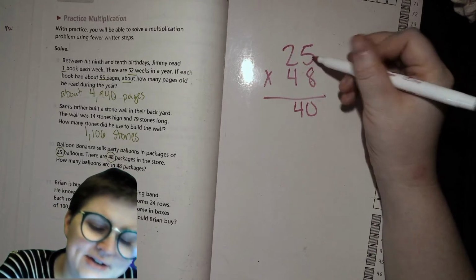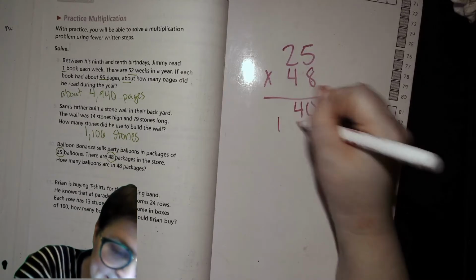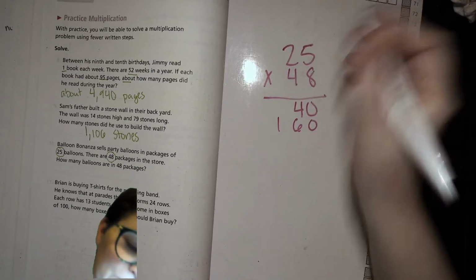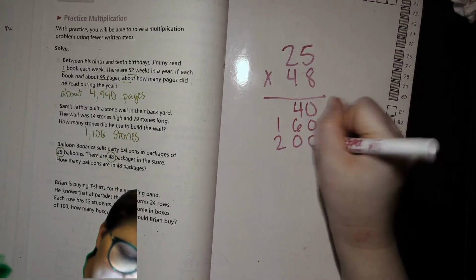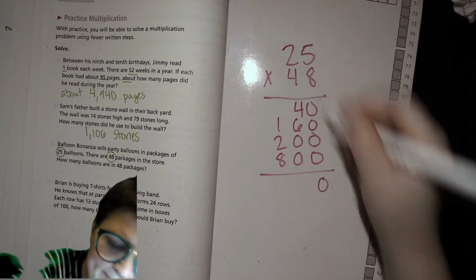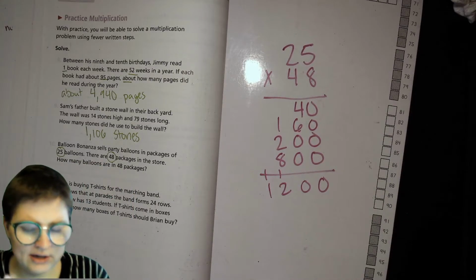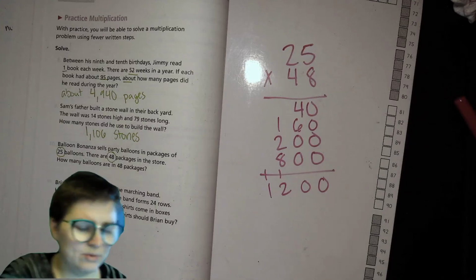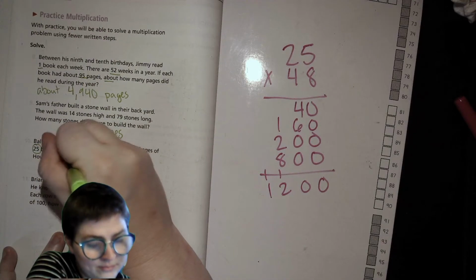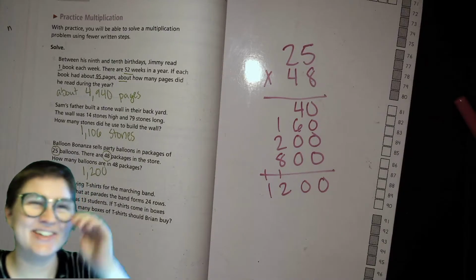All right, so 5 times 8 is 40, or 8 times 5 is 40. 8 times 20 is 160. 40 times 5 is 200, and 40 times 20 is 800. See what we get. 1,200. Isn't that nice? I like it when it has zeros at the end. I don't know about you, I think that's fun.